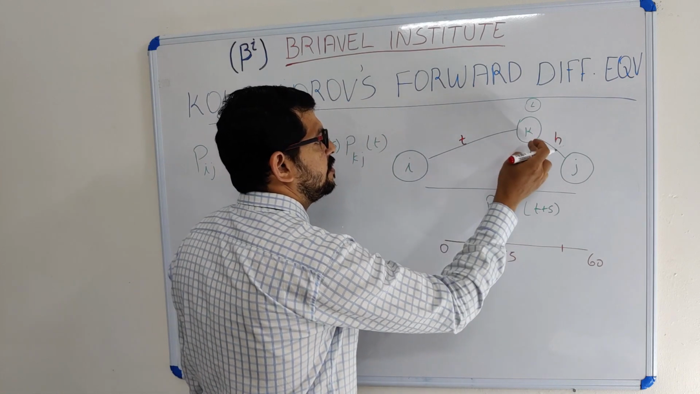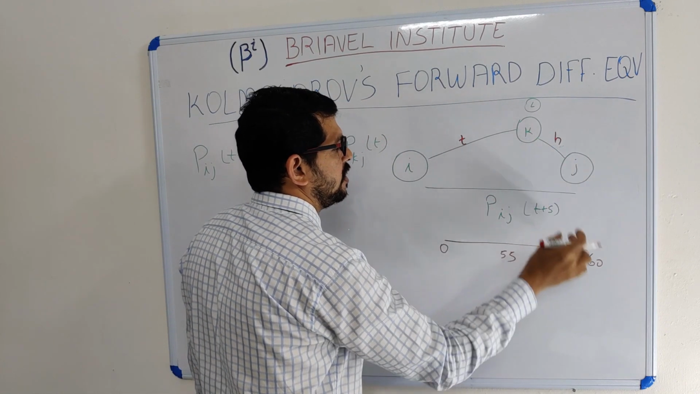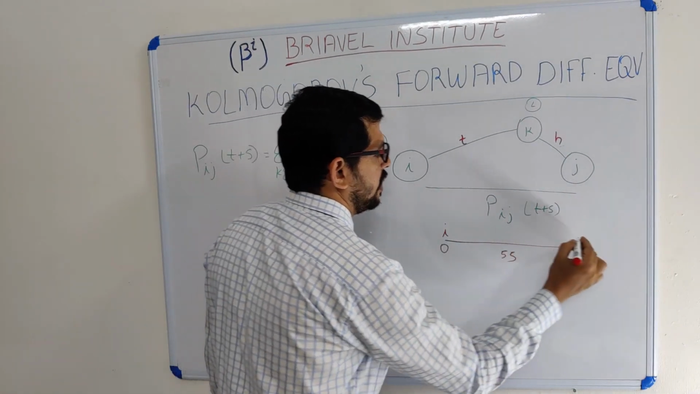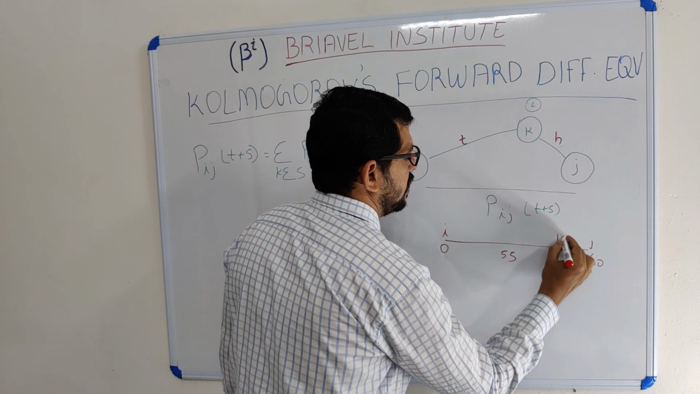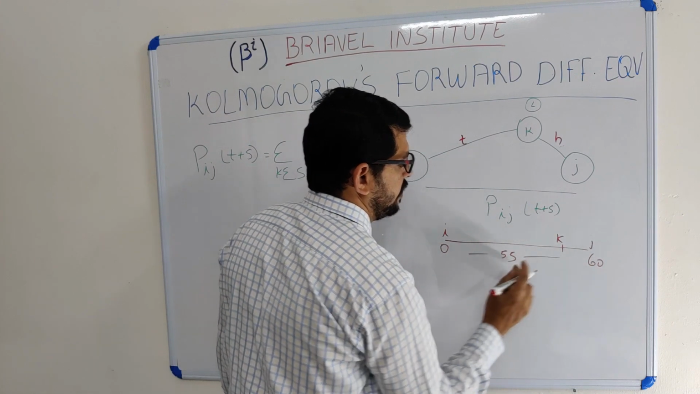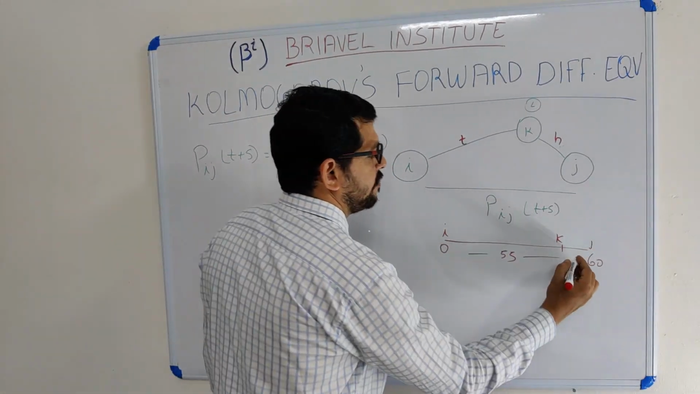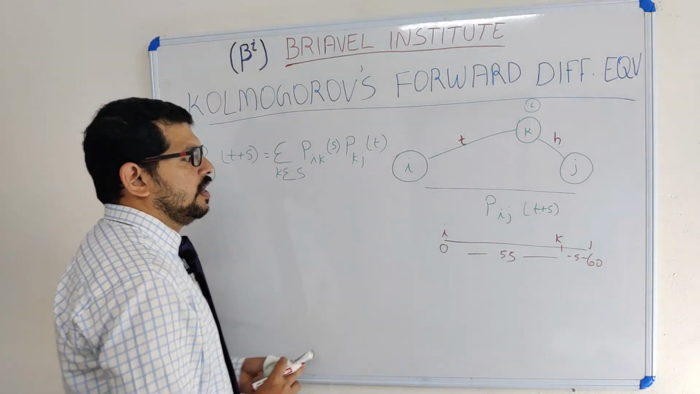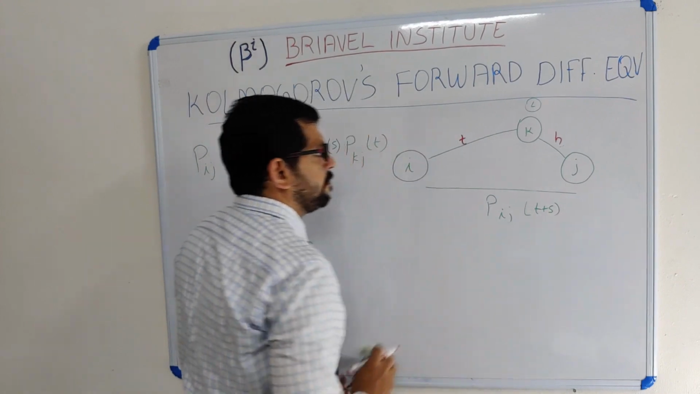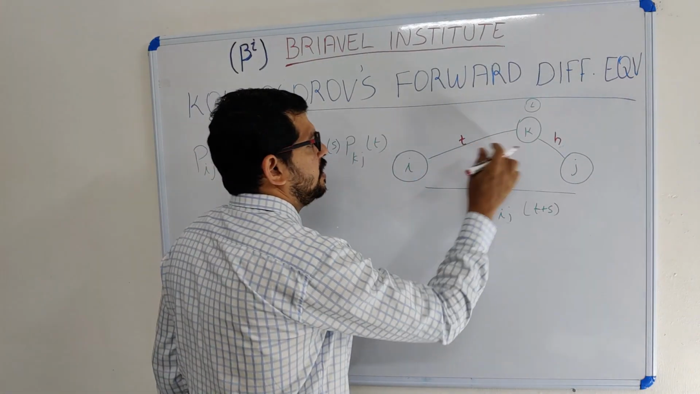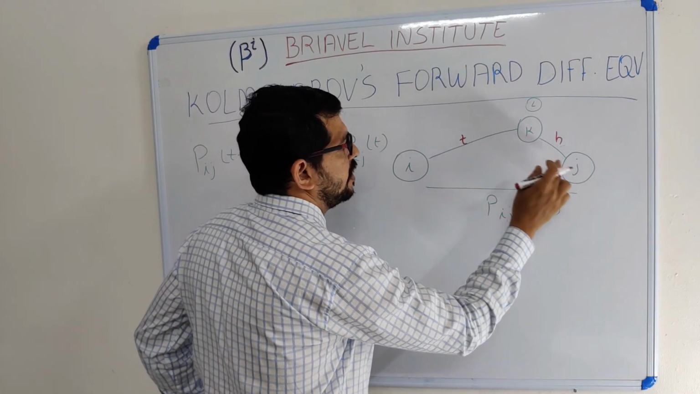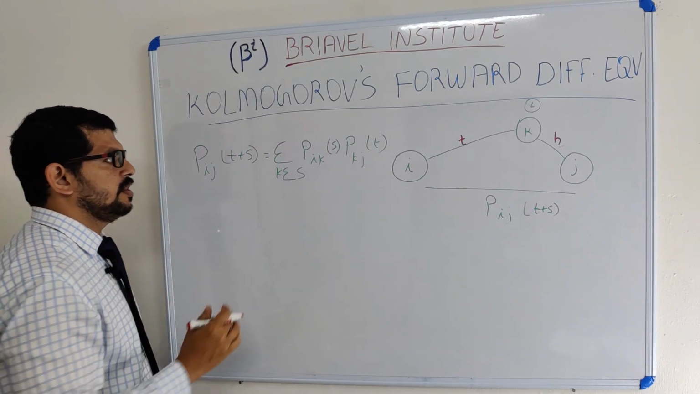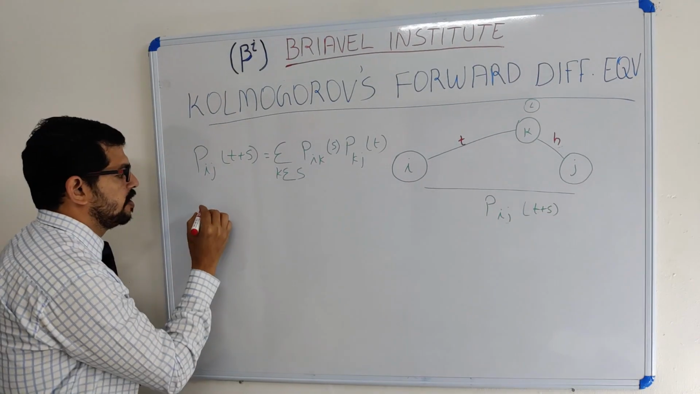We take i reaching k, then in another small time we reach j. We started from i, reached k in 55 minutes, and then another 5 minutes to reach j from k. So we consider i to k taking time t, and k to j taking a small time interval h.